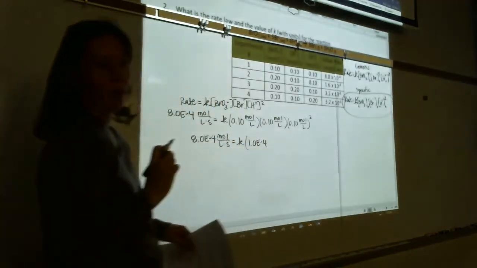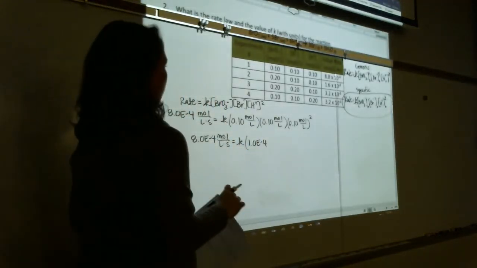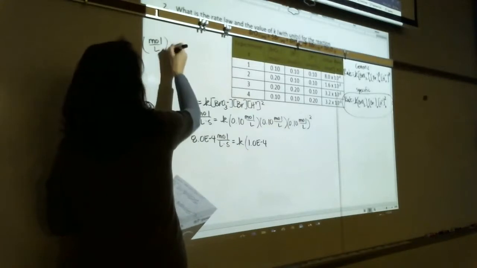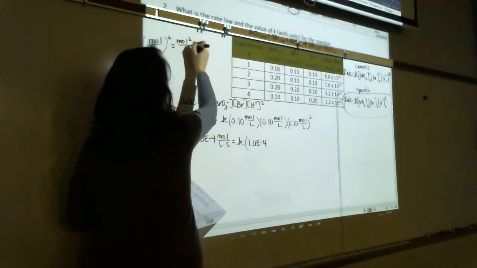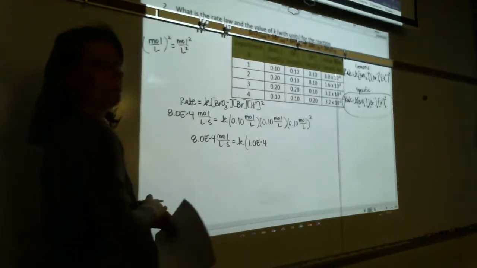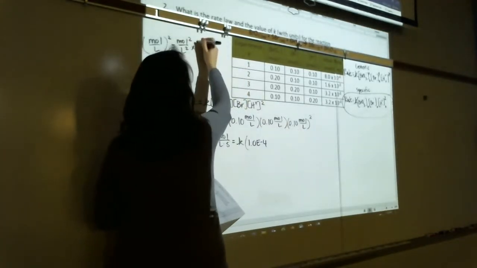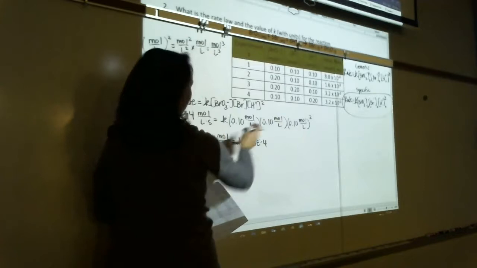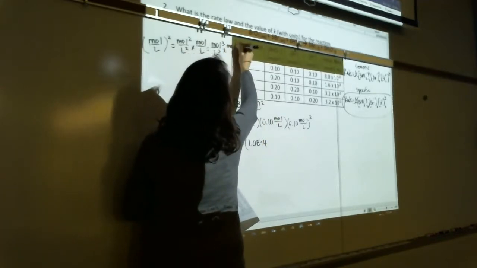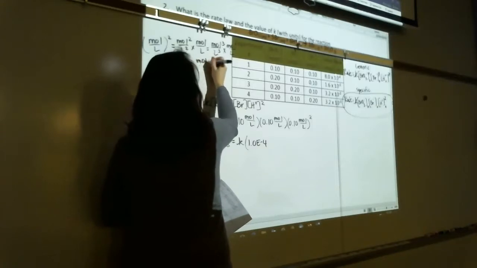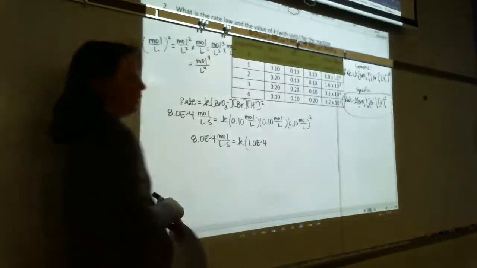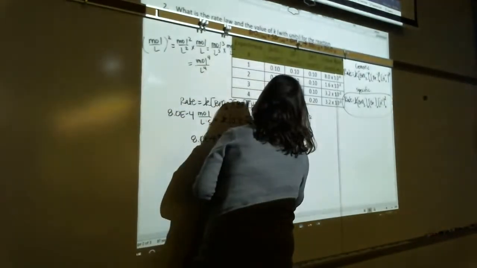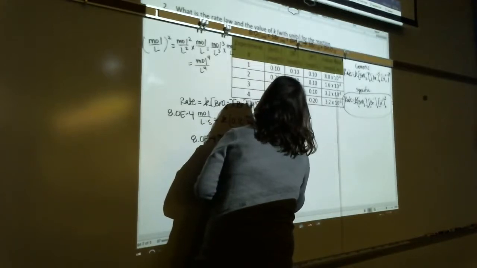What are my units going to be, though? Moles per liter, let's start at the end. Moles per liter squared gives me moles squared per liter squared, right? Now I'm going to multiply that by moles per liter. So that gives me moles cubed per liter cubed. And now I'm going to multiply that by moles per liter. So that gives me what? Moles to the 4th, liters to the 4th. Do we agree on how we got those units? So 1 times 10 to the negative 4th, moles to the 4th, liters to the 4th.